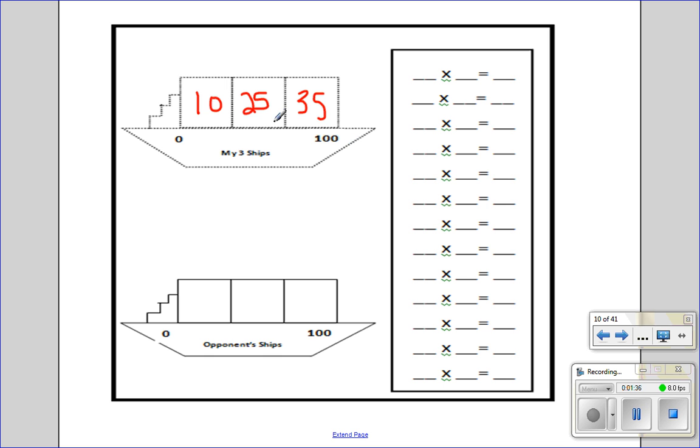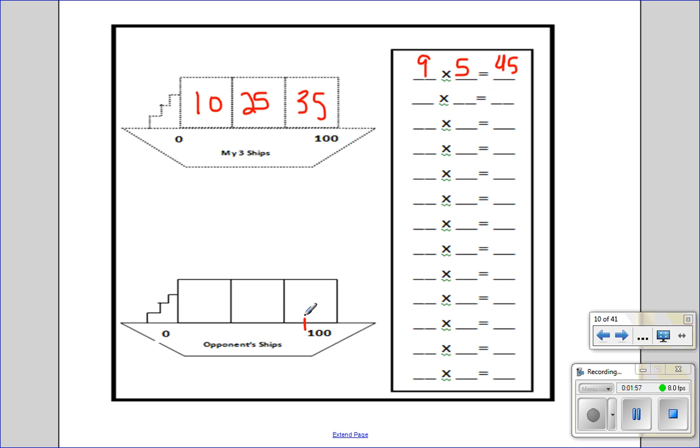Meanwhile, their opponent is writing 3 numbers on their sheet. And the way it works is, let's pretend that I'm player 1 and I'm going first. I want to guess in the other person's boat. So I'm going to write 9 times 5. 9 groups of 5 are 45. Then I say to my opponent, 9 groups of 5, 45, that's my guess. And then my opponent says hit or miss.